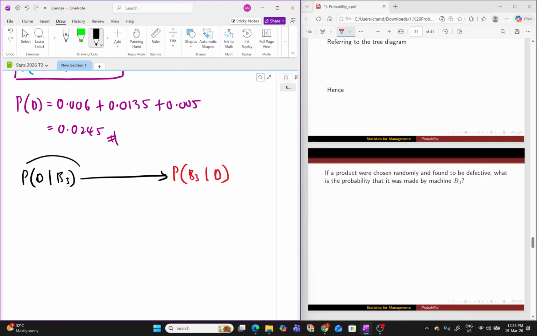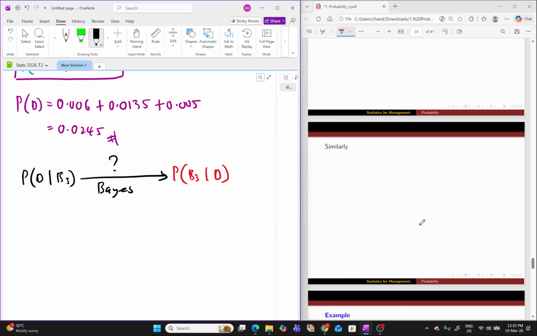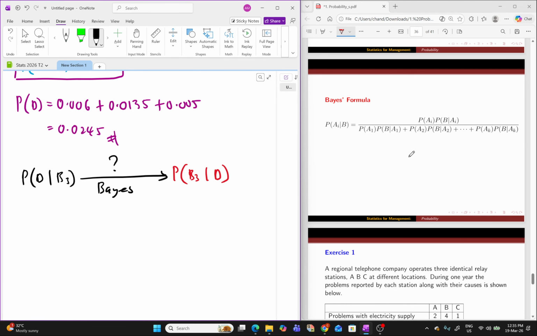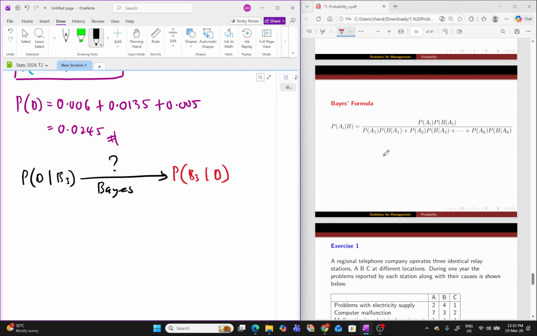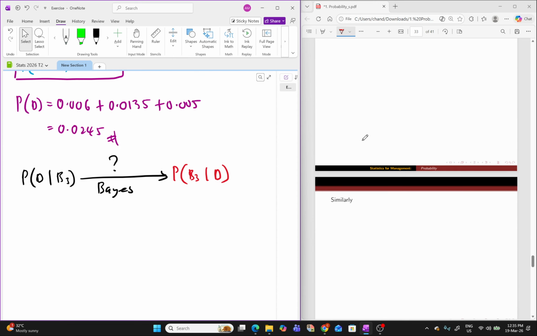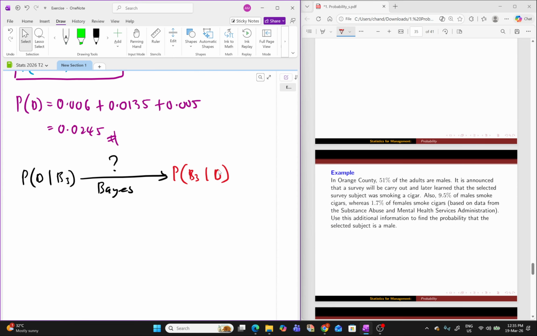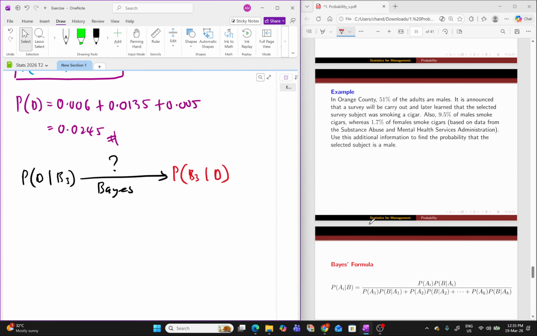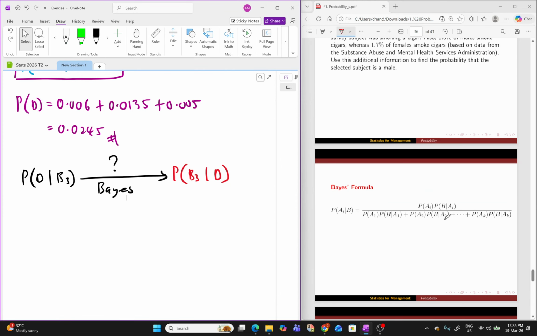So from this information, how to get this one? That is where the Bayes formula or Bayes theorem applies. It is the formula I have given here. You can see the formula. Next class I will explain. You do the exercises first. The main idea is for you to understand how to get the answer. Later, once you understand, I will explain where the formula comes into the picture.